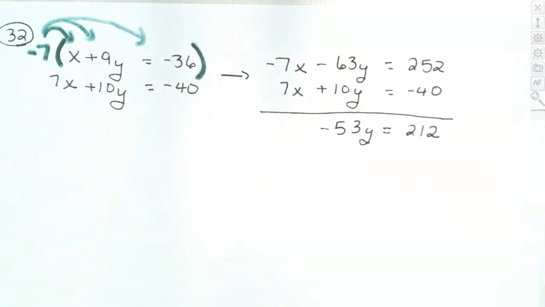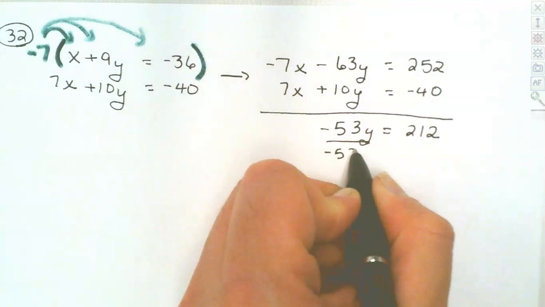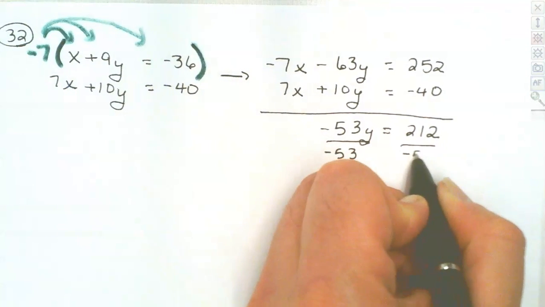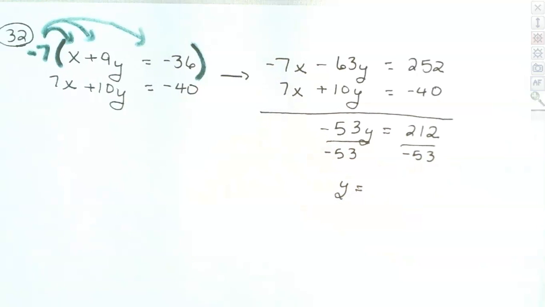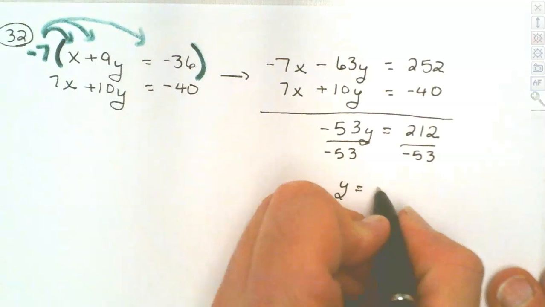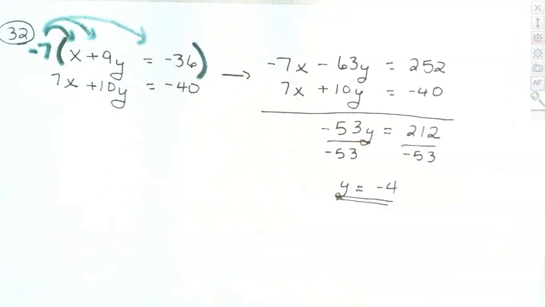Now we're down to one variable. So we can divide by that negative 53. And that gives us part of our answer. 212 divided by 53, it's a negative, so it stays negative. And part of our answer is a negative 4. So do you see how I did that? You want to eliminate one of the variables so you can add down and solve the other one.